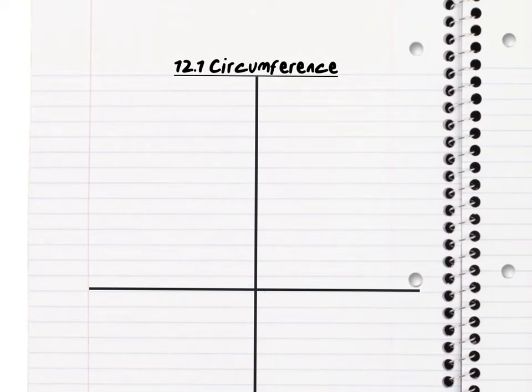Hello, this is lesson 12.1, circumference. What I need you to do is split your paper into 4 sections and also have 2 other colors other than your pencil or pen to use. We're going to use blue for diameter and red for radius, so please have different colors. When you're ready to continue, press play. Please pause now.